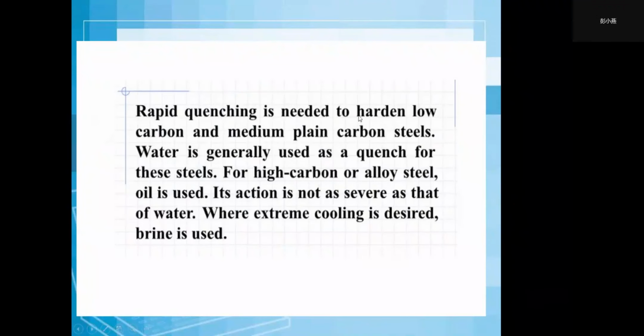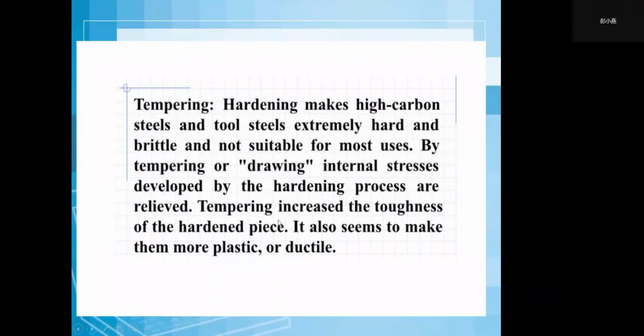Rapid quenching is needed to harden low carbon and medium carbon steel. Water is generally used as a quenching for this steel. For high carbon or alloy steel, oil is used. Its action is not as severe as that of water. When extreme cooling is desired, brine is used.